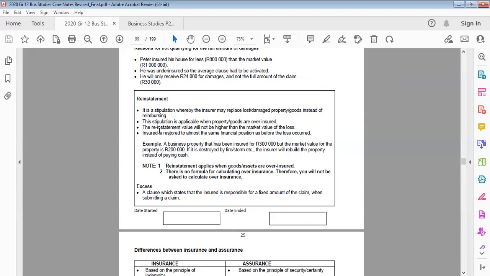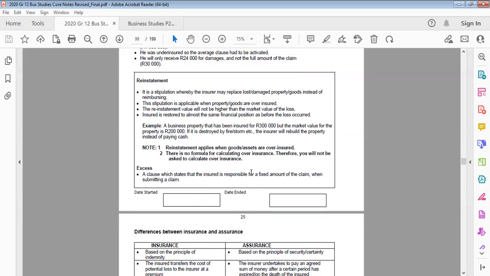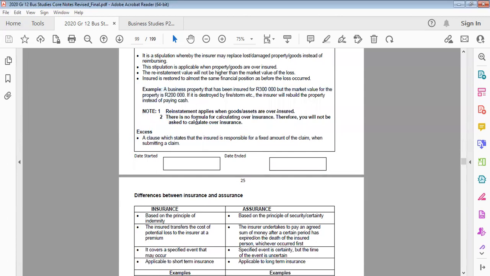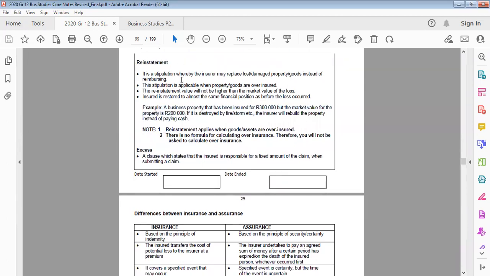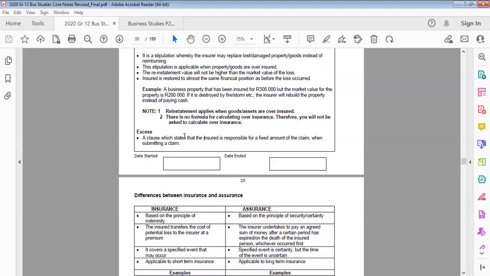Okay, so that's why it is closely linked to overinsurance, because overinsurance covers 100% of the asset that was insured. Okay, good stuff. There's an example. Check it out. It's very, very important that you know what reinstatement is and how to word it in the exam, because it's very closely linked to the average clause and reimbursing and paying out goods, so just make sure you understand the difference between those.